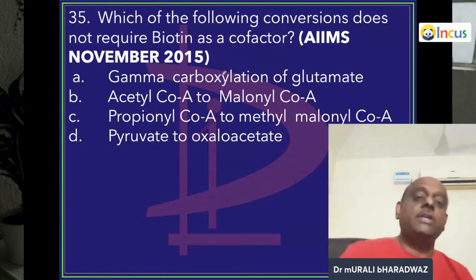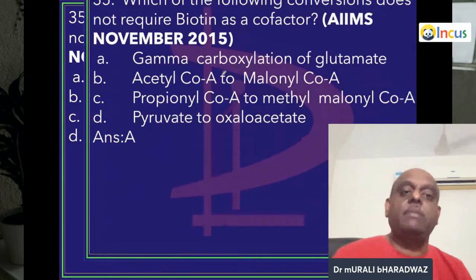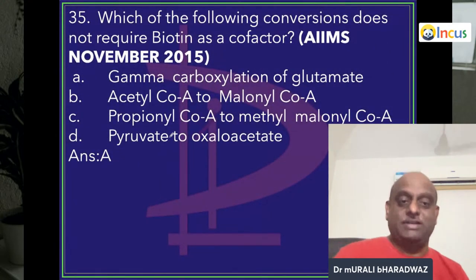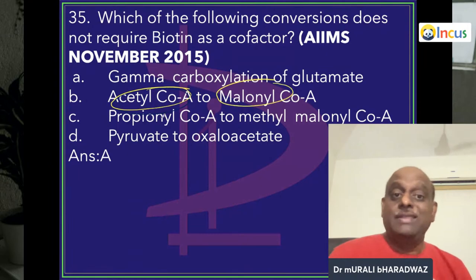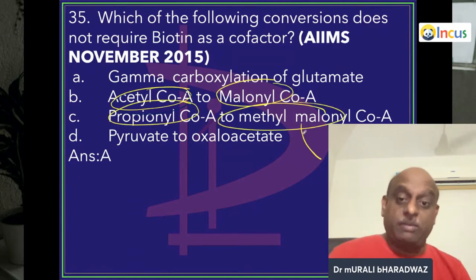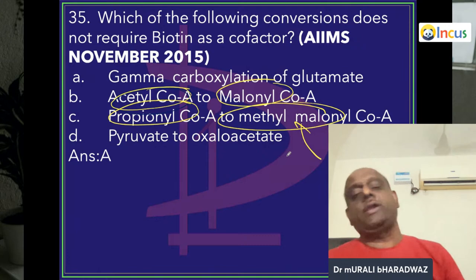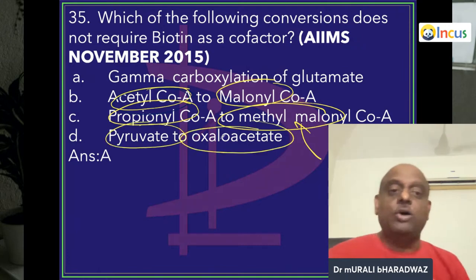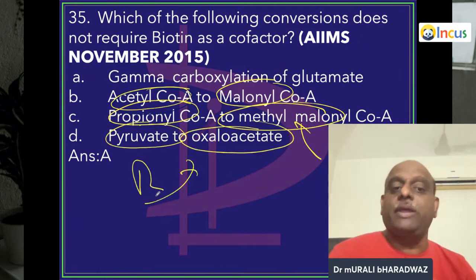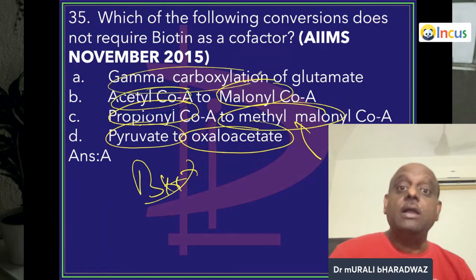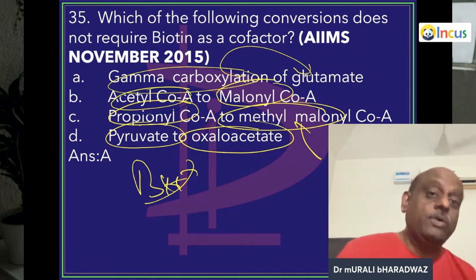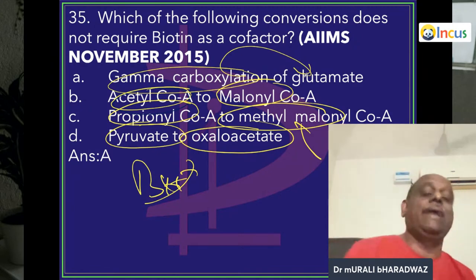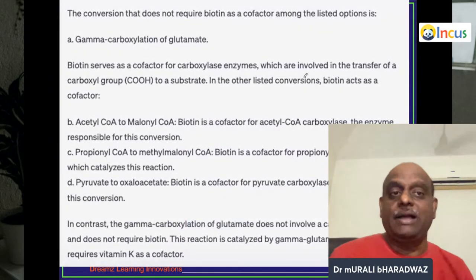So which conversion does not require biotin, doctor? Biotin is required for carboxylation. Acetyl-CoA, the 2-carbon acetyl-CoA becoming 3-carbon malonyl-CoA, 3-carbon propionyl-CoA becoming 4-carbon methylmalonyl-CoA, pyruvate becoming oxaloacetate. For all that you require biotin. But gamma carboxylation of glutamate is special. It does not require biotin, but rather it requires vitamin K, is what you need to remember.